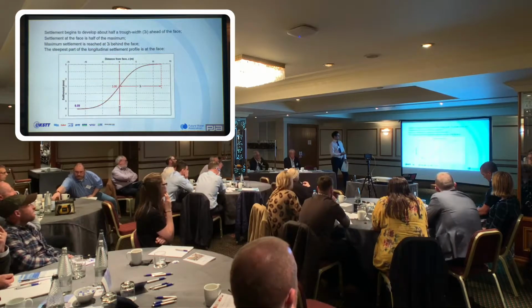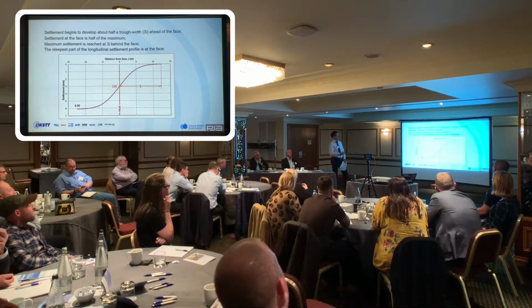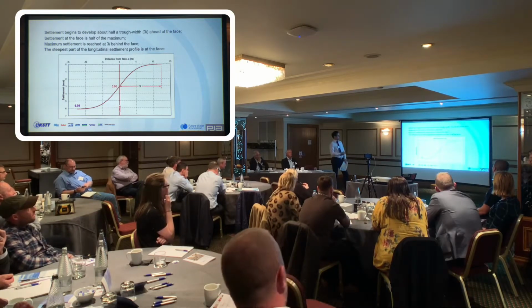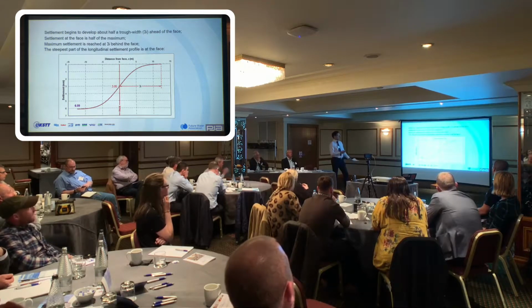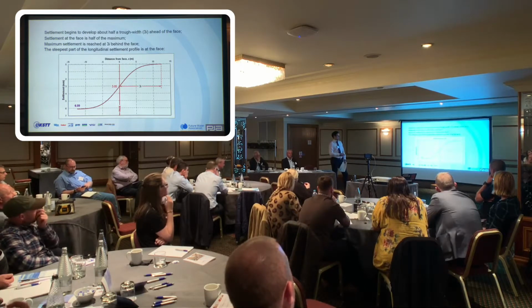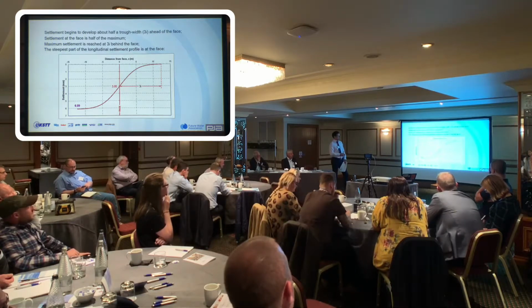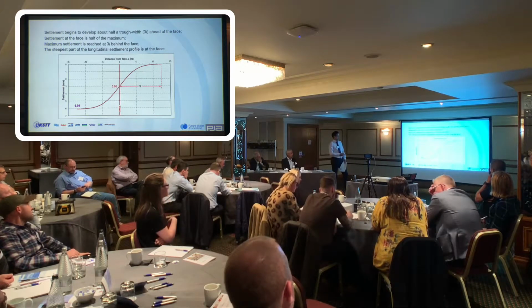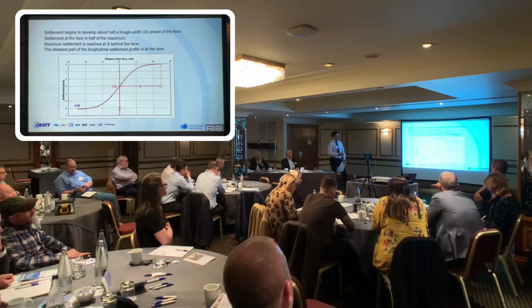So basically, again, these are all empirical. This is based on experience and modelling that's been simplified so it's easy to replicate. Settlement starts about half a trough width ahead of the face, depending on the trough width and your ground conditions. But then the steepest gradient is generally the part we're worried about, making sure we don't go too steep a gradient, and that's where damage to the surface occurs.